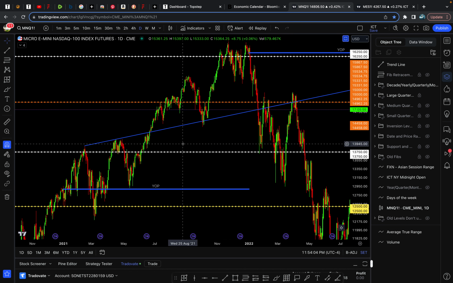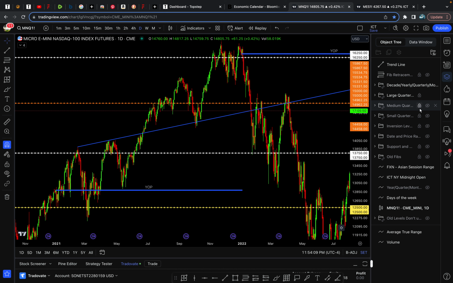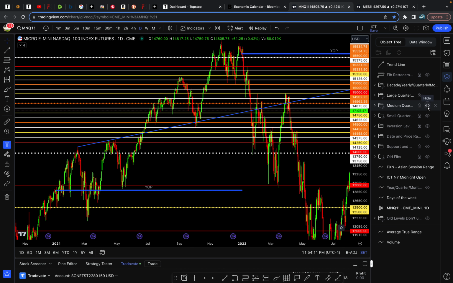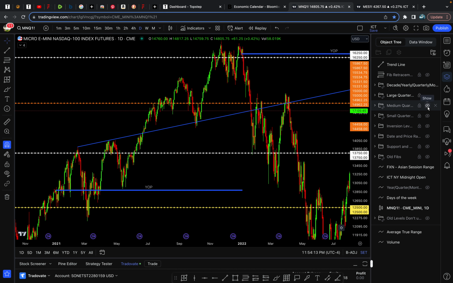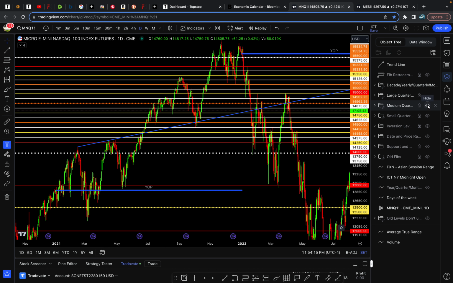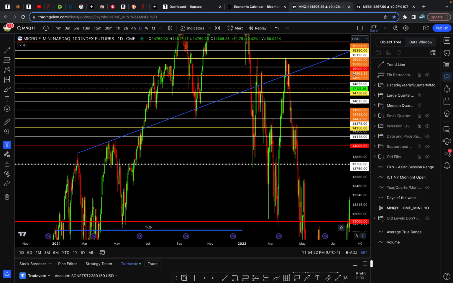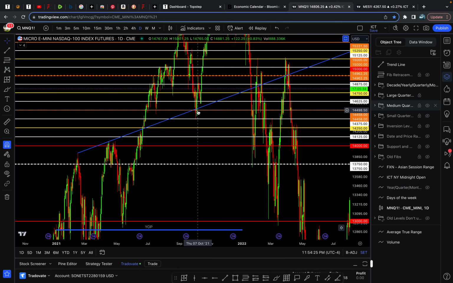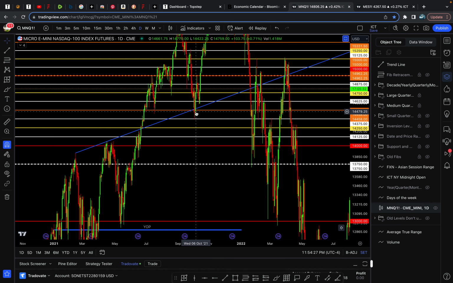But you also have these other levels as well. And then when you put in, you could see that is a 14,500 level, which is also a valid level, but it was also a rejection level here, another one here, and then that trend line up there. So it's a confluence of things.